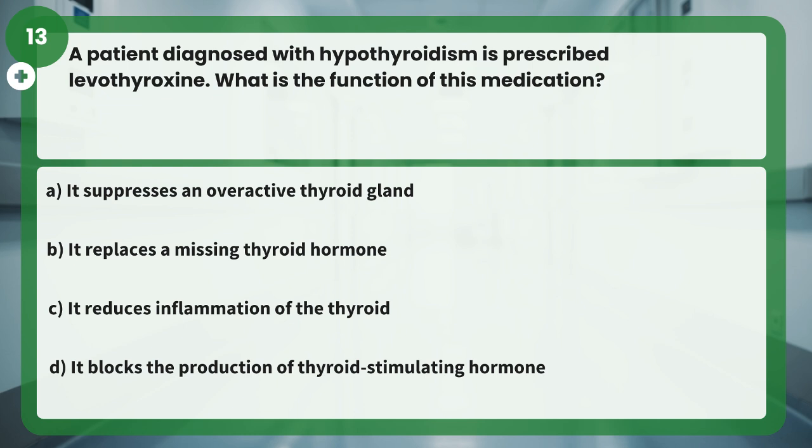A. It suppresses an overactive thyroid gland. B. It replaces a missing thyroid hormone. C. It reduces inflammation of the thyroid. D. It blocks the production of thyroid-stimulating hormone.